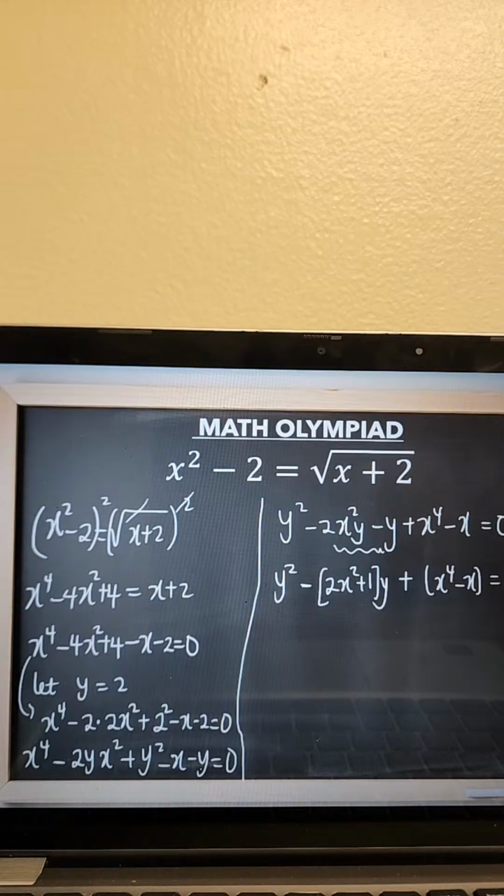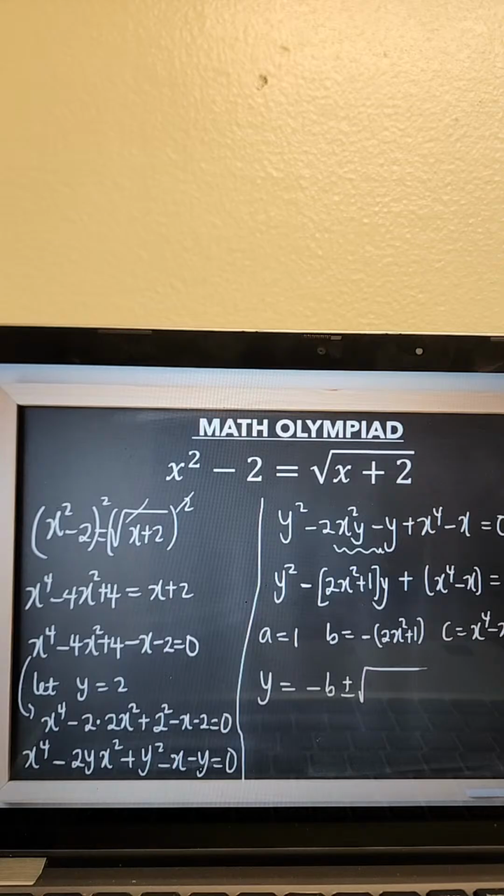Now, if you have a very good look at this, this is a quadratic equation, where the coefficient of y squared, that is a, is 1. The coefficient of y, which is b, is going to be negative 2x squared plus 1. And my c is going to be x to the power of 4 minus x. Now, solving using the quadratic formula, which is y equals minus b plus or minus root b squared minus 4ac, everything over 2a. Now let's plug in these values.